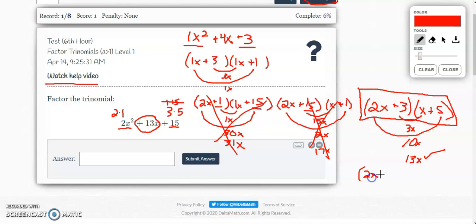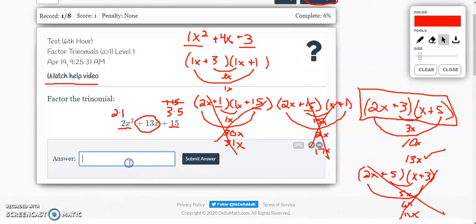So let's say I switched it to a 2x plus 5. And then let's say we had x plus 3. All right, so as I look at these, this would be a 5x. And this pair here is going to give me a 6x. And 5 and 6 is 11x. So I can see that that combination did not provide me with the 13x that I was looking for.